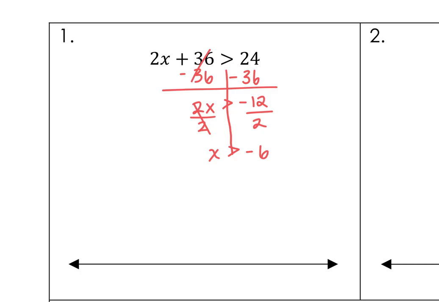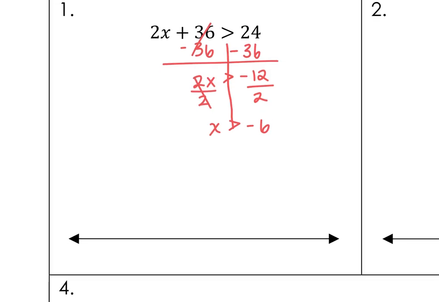And now that I have solved, I can graph that. So I would have negative 6, and then negative 5, negative 7 over here. Based on what we talked about yesterday, hopefully we know that on -6, we're going to have an open circle. And then since it is greater than, we are going to go to the right.